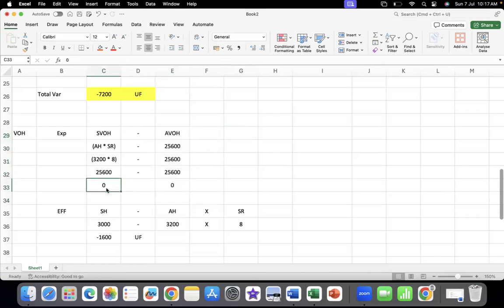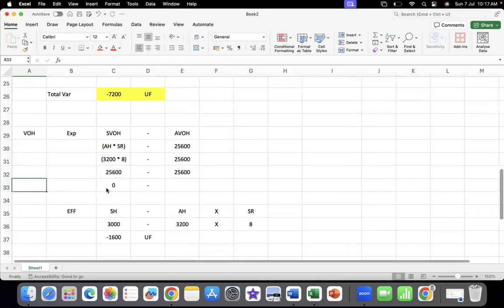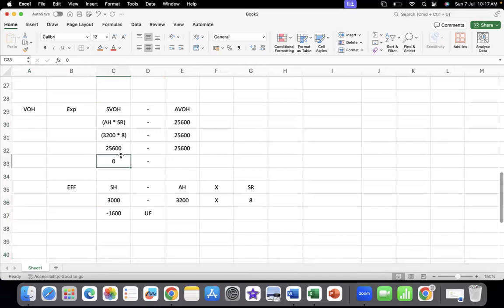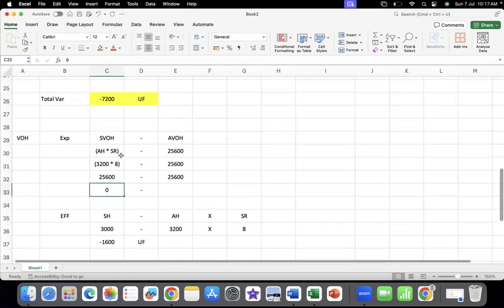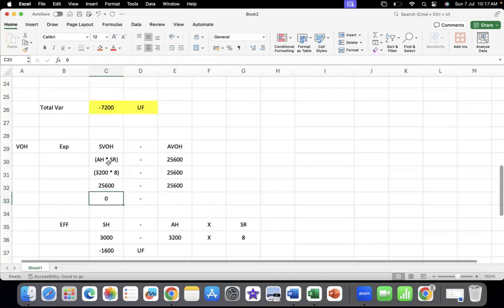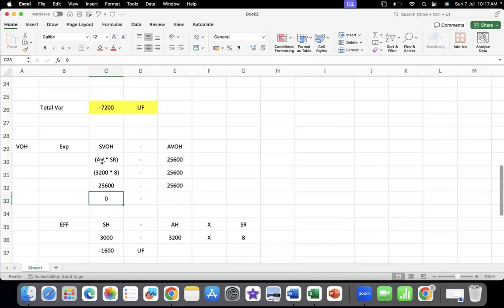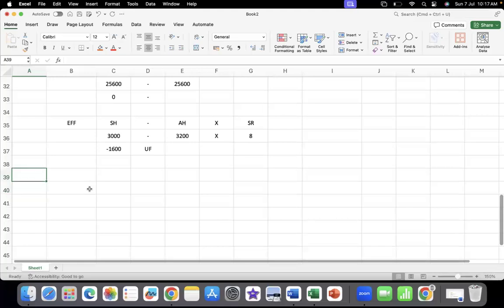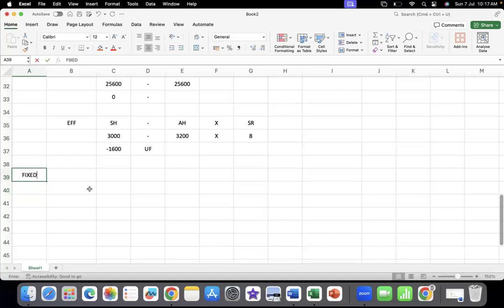The variance is 0. There's nothing for an interpretation here. The question is, can you still go deep and analyze why this was 0? This was 0 because the actual hours and the standard hours made a difference. And once you have this in place, you can always go and calculate the other variances, which are the fixed overhead variances.